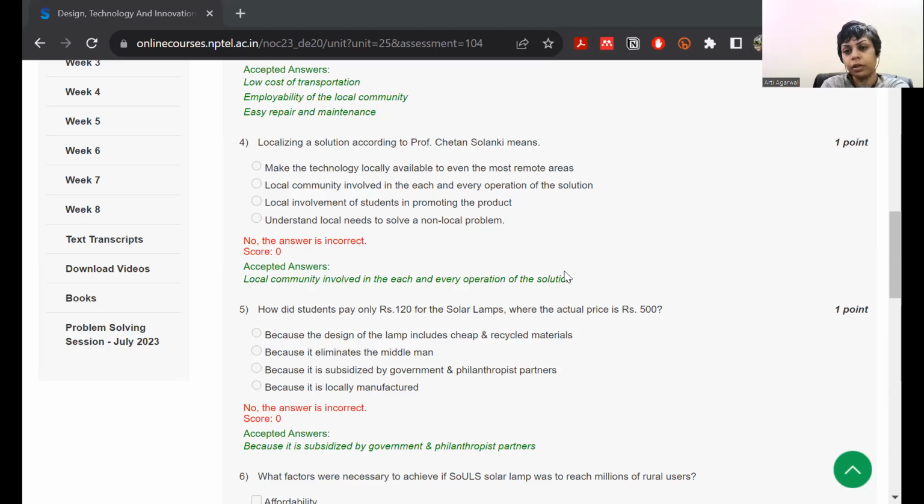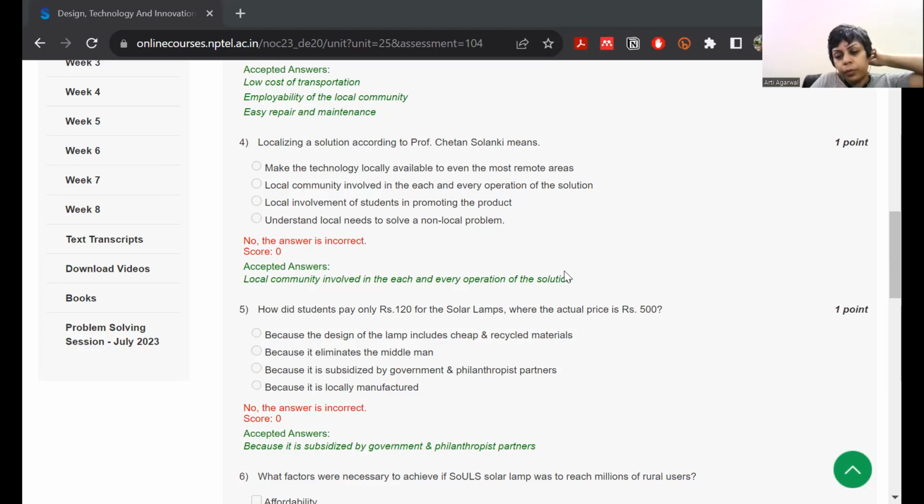Localization is generally used, I mean, you could use it in a grammatical way or from an English language point of view, you could use it in many ways. But from an industrial point of view, we say localization when we are producing locally, and when we are involving the local community in the production process also, not just in the distribution process and not just in the promotion of the product or something like that, but where we are actually involving the local community in all the stages of the product life cycle, including production.